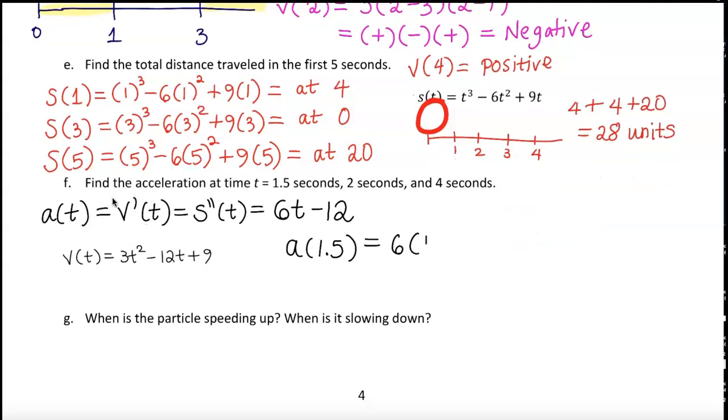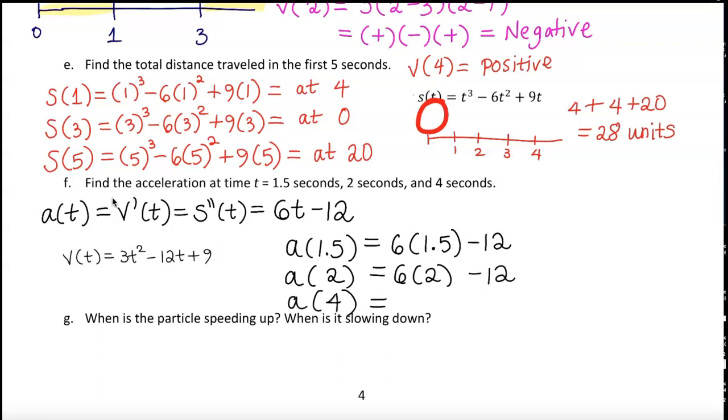So if they want the acceleration at 1.5, I just need to plug in 6 times 1.5 minus 12. If they want the acceleration at 2, I'm doing 6 times 2 minus 12. Last one is a of 4. 6 times 4 minus 12. All right, let me get my calculator and start finding these accelerations.